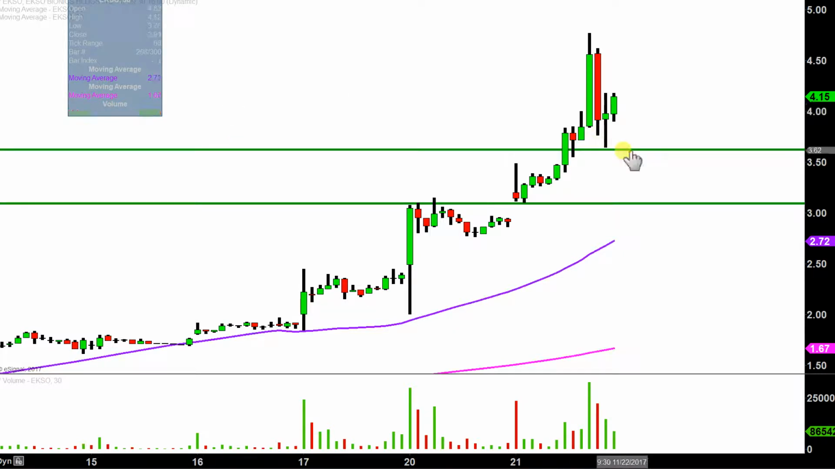Ideally speaking, at 360, if the price can stay above it, that would be a huge sign of power. But if the price does fall below it, not the end of the world or anything like that, because you still do have the 310 mark.